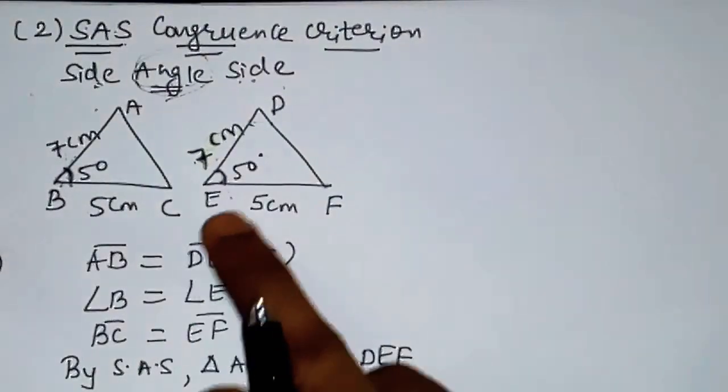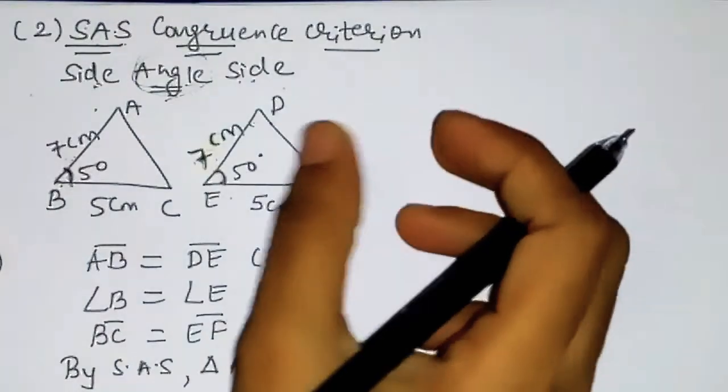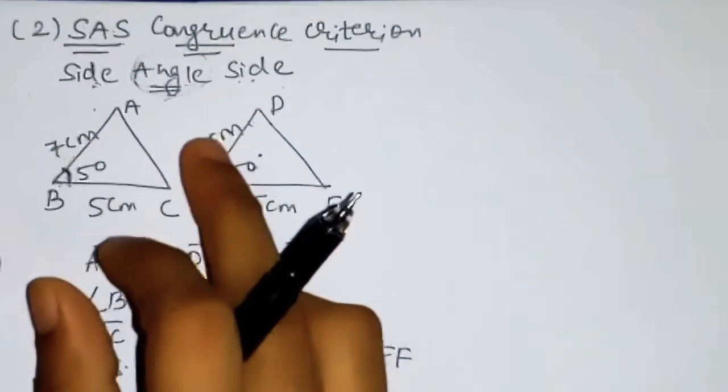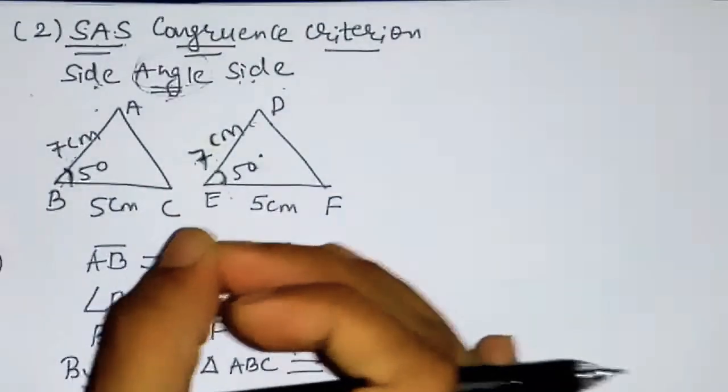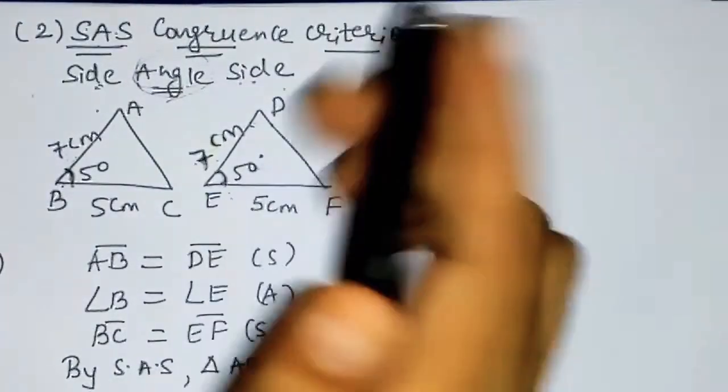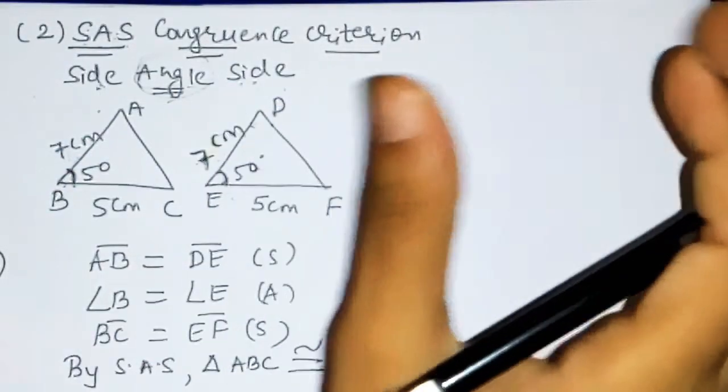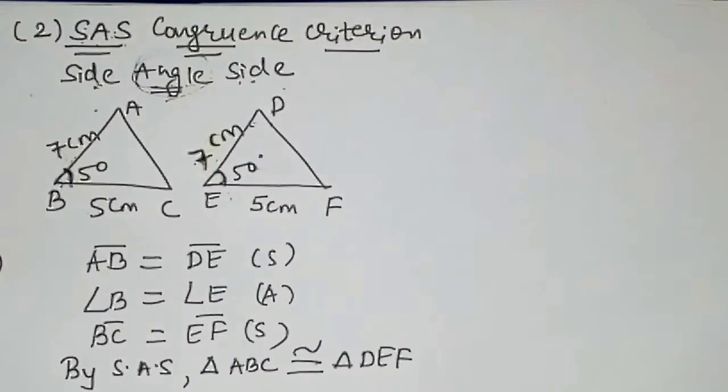So this way the definition states this, and this is the condition. The angle should be in between. You can see other figures where the angle is given here, or the sides are given and the angle is given over here. So you need to see the figure very carefully. So this was SAS congruency criteria. Now we will see the third criteria.